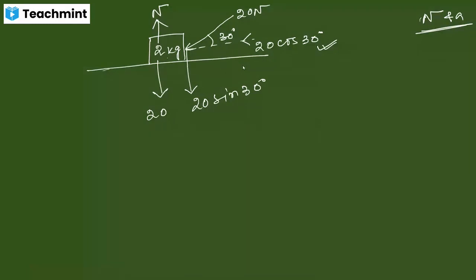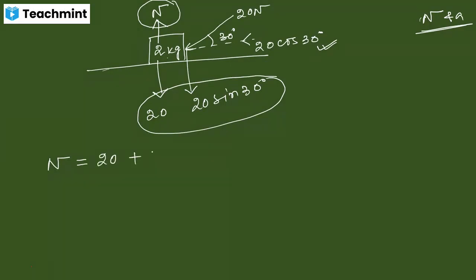Now we just have to find out the value of N. As we can see, the normal reaction force is acting in the vertically upward direction, but here 20 sin 30 and the weight of the object are acting in the vertically downward direction. So I can say the normal reaction force should be equal to 20 plus 20 sin 30, right? What is the value of sin 30, everyone?